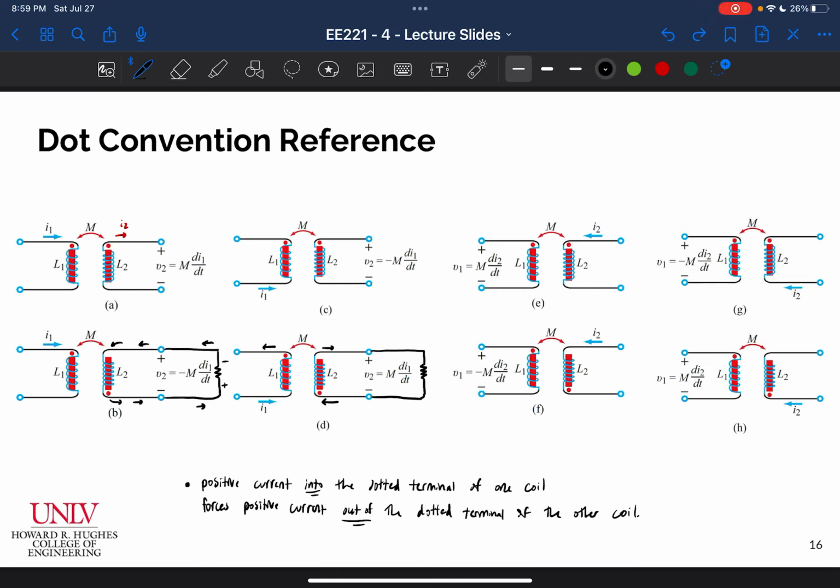All right, one final thing to comment on here. Basically, this dot convention reference is just from the textbook. It's from the Ulaby textbook. I just broke it down and put it into a slide horizontally so that you could have it easily to reference in case you need it. But it's important to note that they're looking at things in the time domain here.